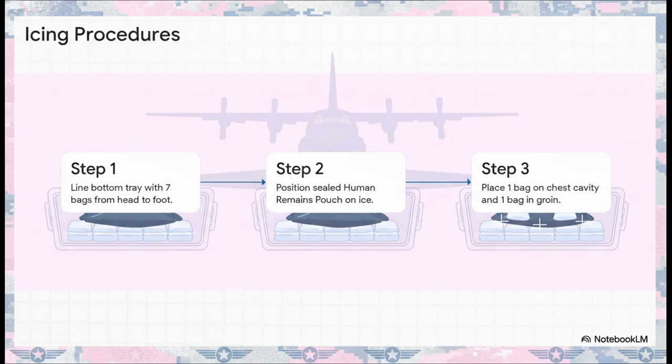Step 1. Line the bottom of the empty transfer case with 7 of those ice bags, from head to foot. Step 2. Position the sealed human remains pouch directly on top of that layer. Step 3. Place 1 bag over the chest cavity and the final bag over the groin region.